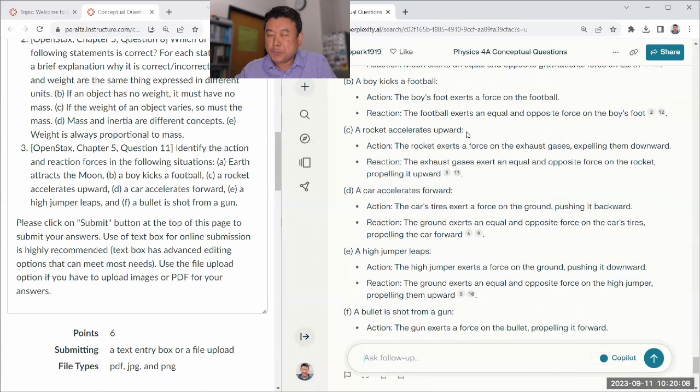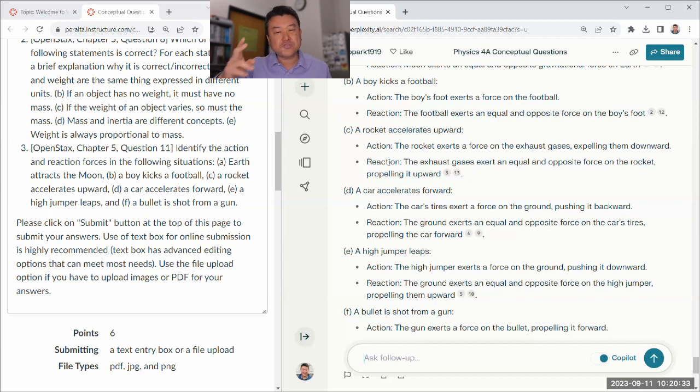Rocket accelerates upward. Yeah, that's going to be a little bit more challenging. So action, rocket exerts a force on the exhaust gases, expelling the gases downward. The exhaust gas exerts an equal and opposite force. Yeah, that's correct. By the way, a feature of having correctly chosen action and reaction forces is you can flip them, and it should still make sense.